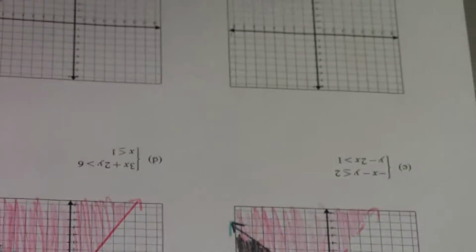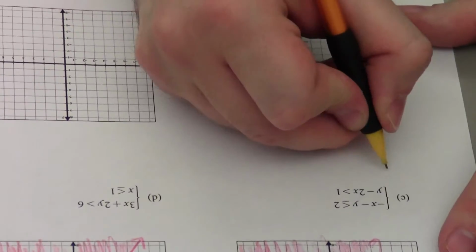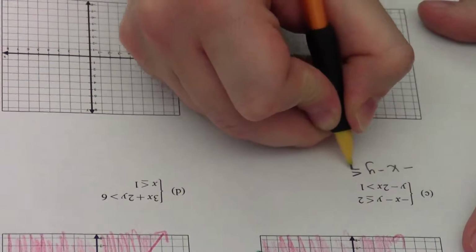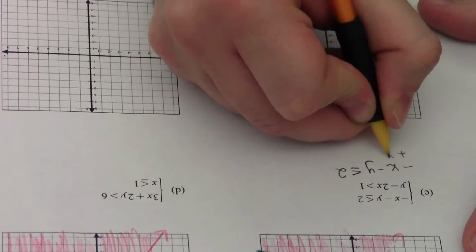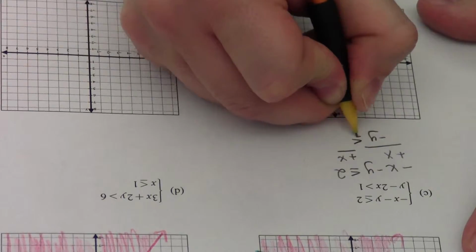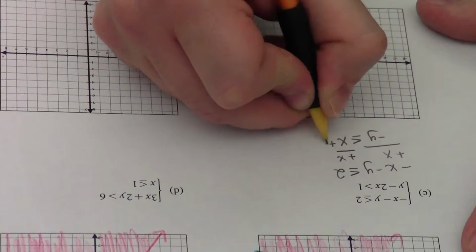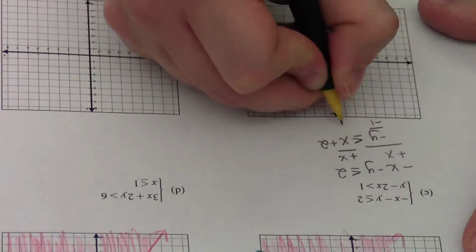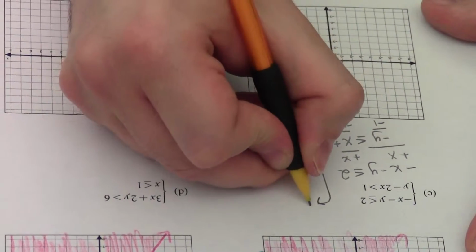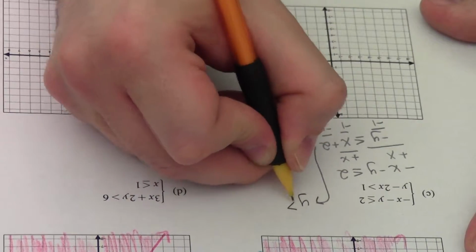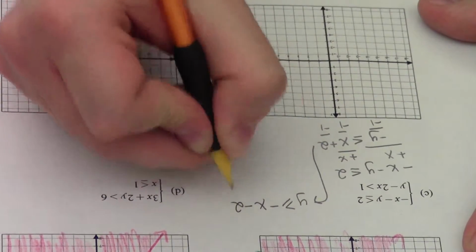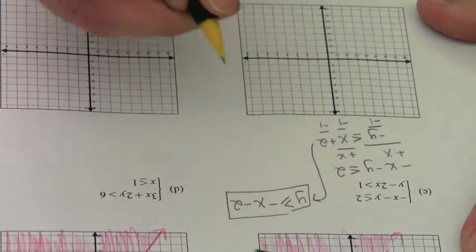In letter C, neither of them are in slope-intercept form, so I have some algebra to do with both of them. Negative x minus y is less than or equal to 2, so I'm going to add x to both sides. Negative y is less than or equal to x plus 2. Divide everything by negative 1. I'm running out of room, so I'm going to come up here. And this becomes y, flip your symbol because you're dividing by a negative, is greater than or equal to negative x minus 2. That's our first one.